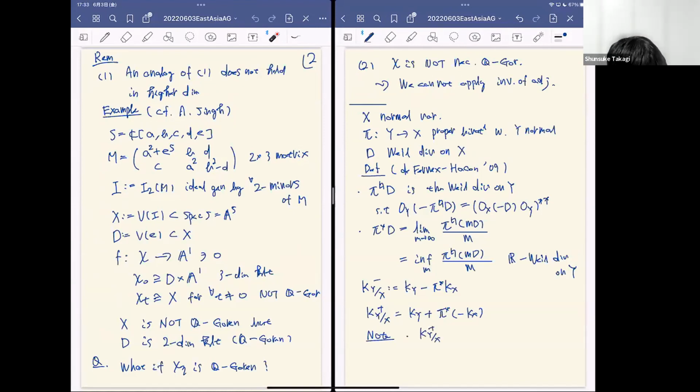In general, K plus is bigger than or equal to K minus. And of course, if K_X is Q-Cartier, then they are equal to the usual relative canonical divisor.